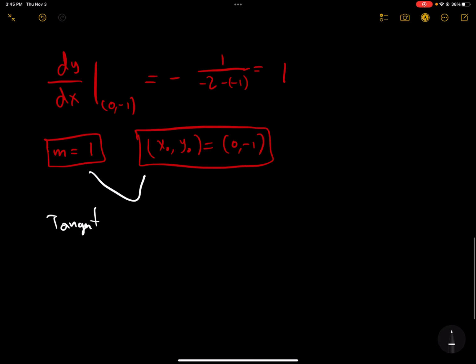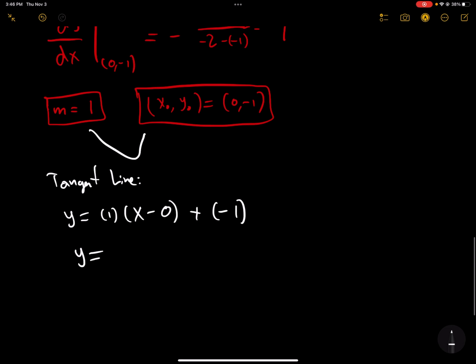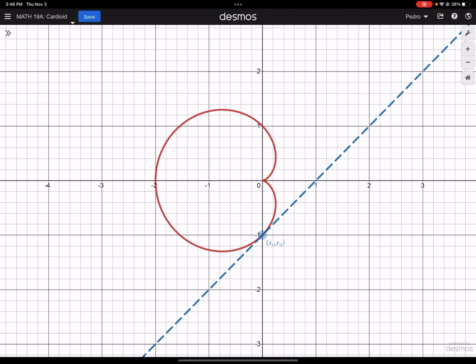The tangent line equation is going to be given by y equals our slope, which is 1, times x minus x0, which is 0, plus y0, which is negative 1. In other words, our equation for the tangent line is y equals x minus 1. And we can have the graph of this like that. The cardioid is that relationship graphed in red, and at the particular point that we're looking at, (0, negative 1), the tangent line is given by this dashed line over there.